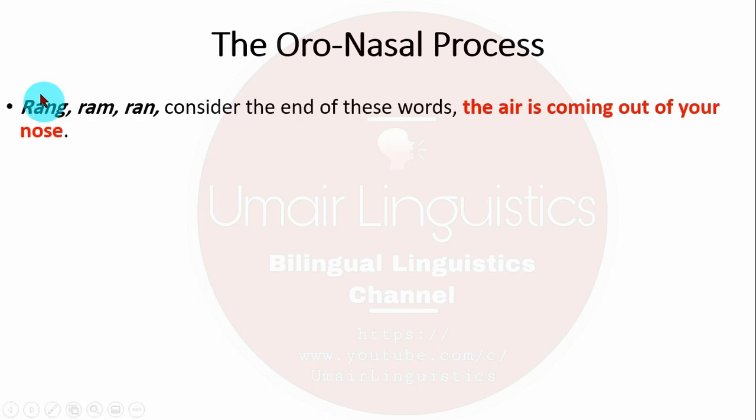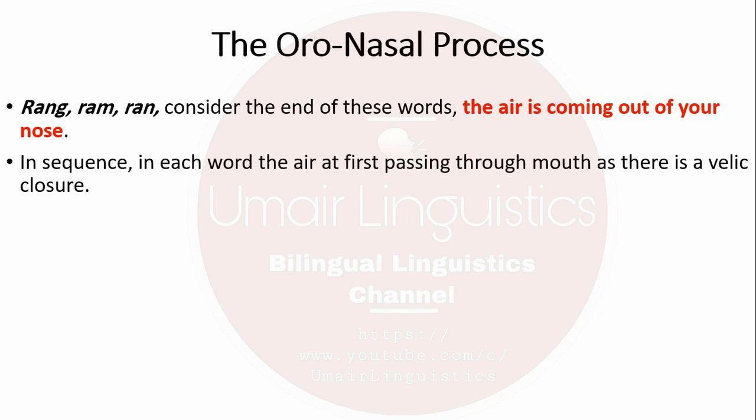For example, if you just speak these words, rang, ram, ran, at the end of these words you will notice that the air is coming out of your nose. In other words, in each word the air is at first passing through the mouth, as there is a velic closure. And you know what the velic closure is? When our soft palate or velum is raised against the wall of the pharynx, the nasal cavity is closed, and at that time the air cannot pass through the nasal cavity but through the mouth. I have described all these aspects in the previous 3 lectures.